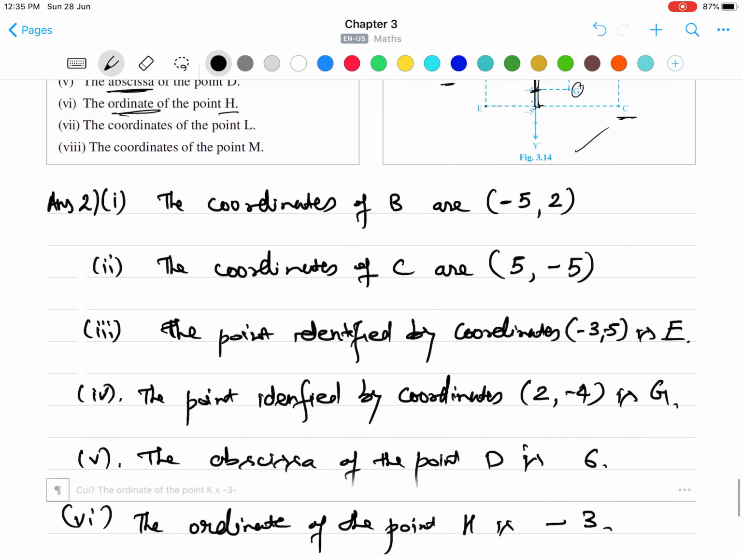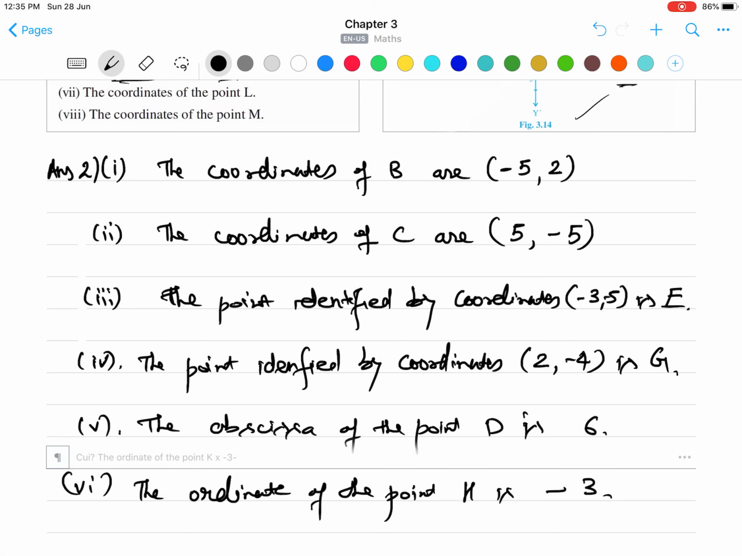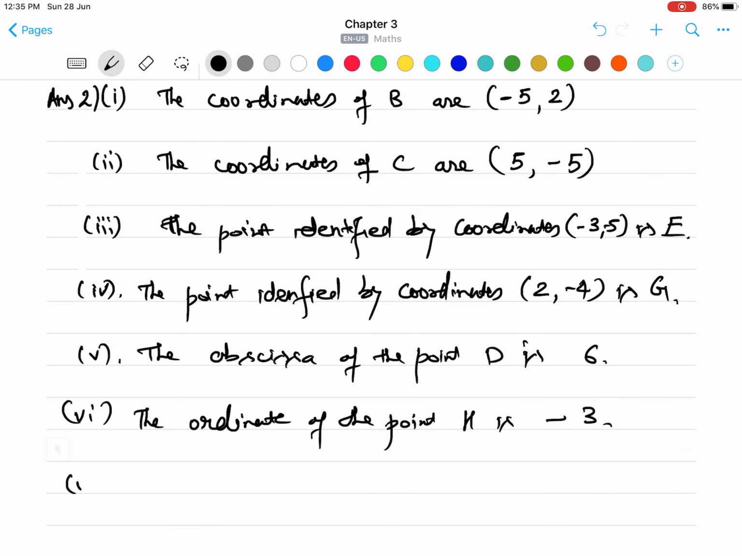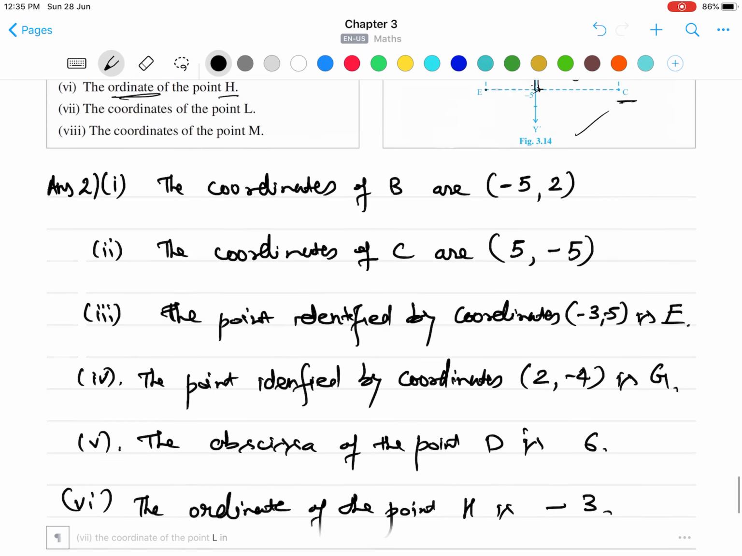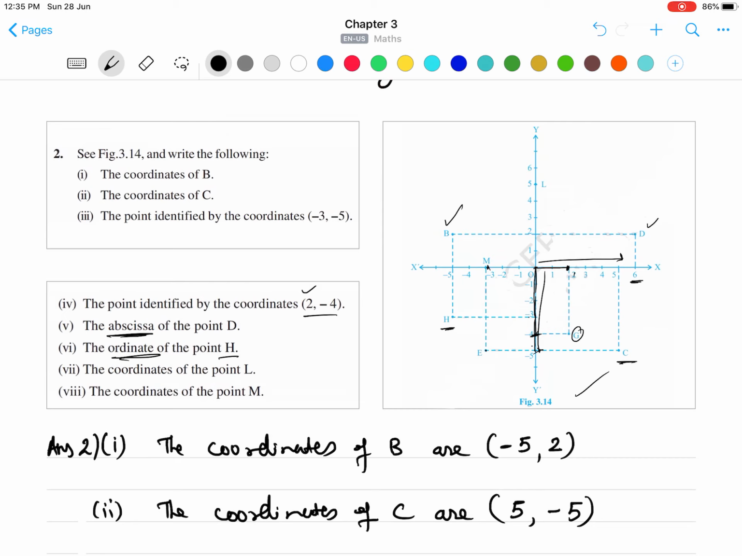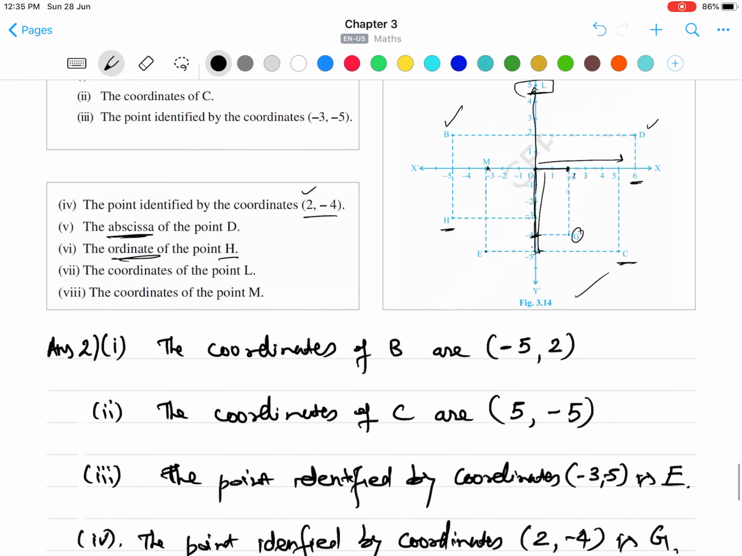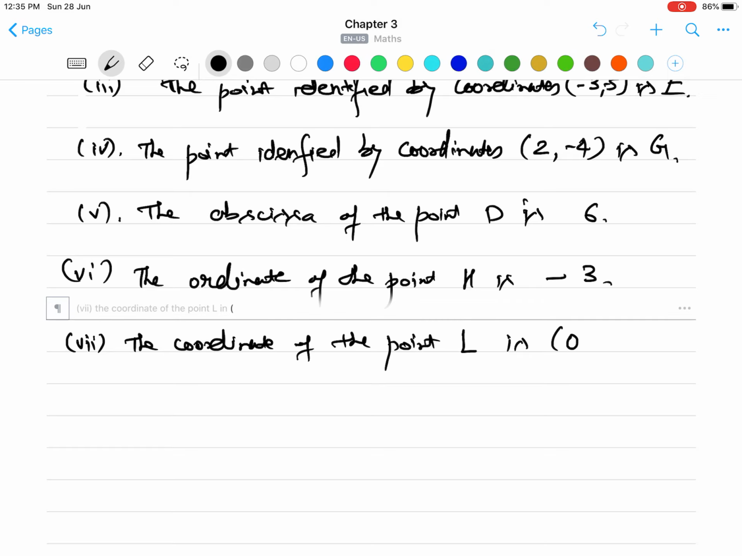Okay, now the next one is the coordinate of point L. Now we have to write the coordinate of point L is, so locate the point L. The point L is here. So as this point is lying on the y-axis, its x coordinate will be 0 and its y coordinate is, as it's 5 places on the upward side, so it is 0 and 5. So its x coordinate is 0 and y coordinate is plus 5.